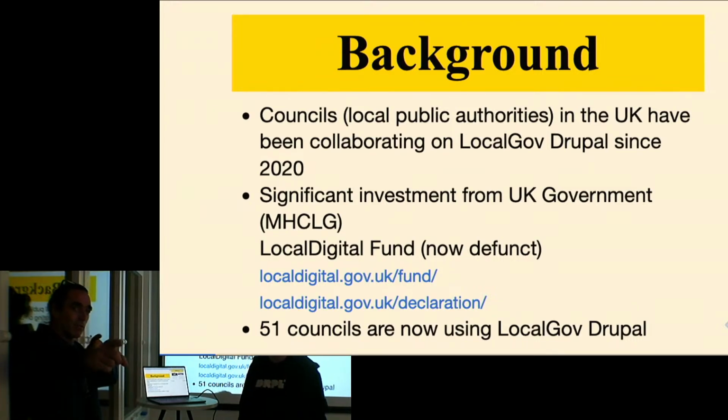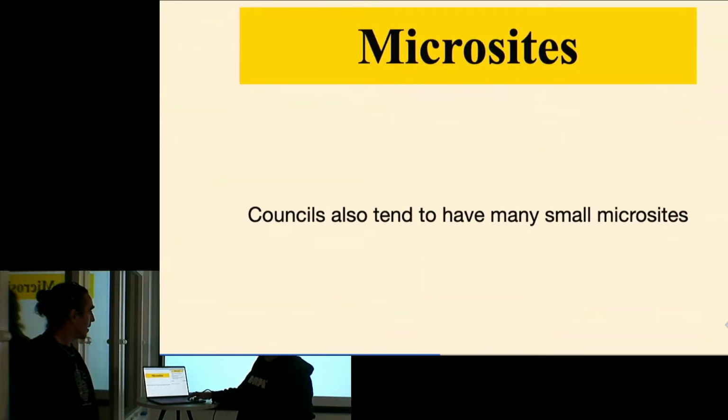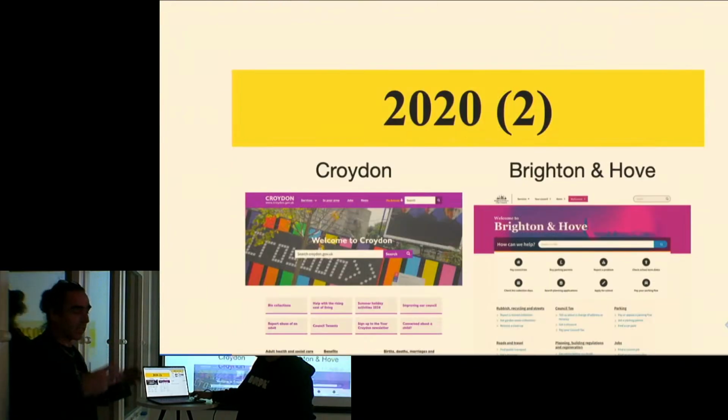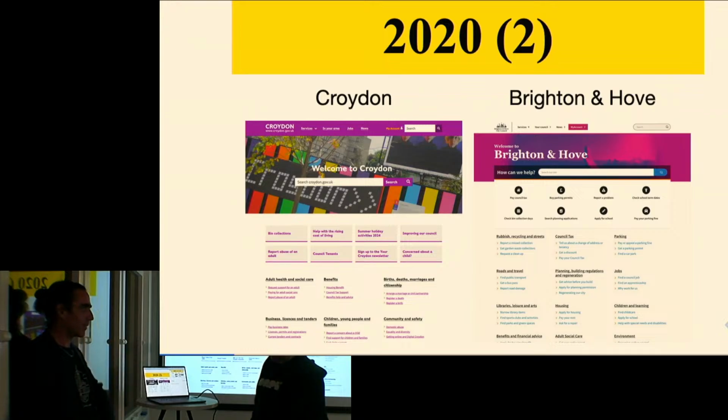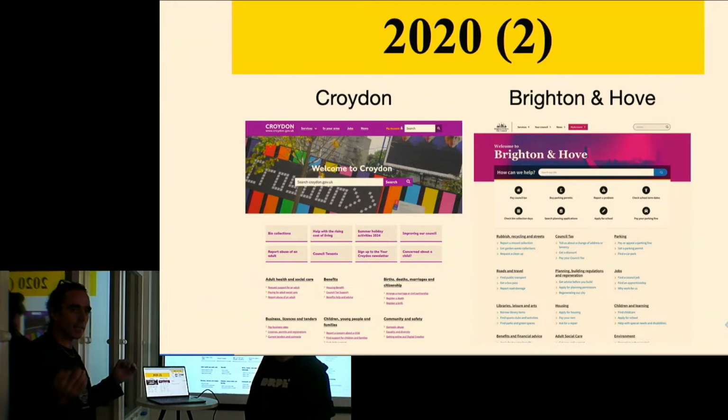Croydon, which Adnan is from over there, sorry. Hi Adnan. And Brighton and Hove, who were the first two councils to start sharing code. Perfect, nice segue. What they did at Brighton and Hove was build a site, invest lots of money, do lots of UX research, user research, make lots of sensible decisions on information architecture.